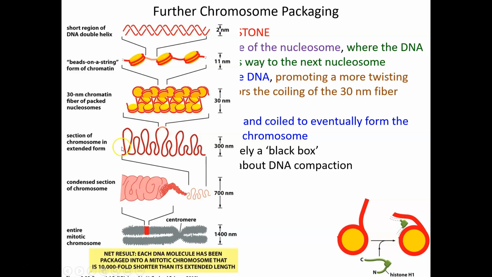So this 30 nanometer fiber can be further looped and bundled, so it takes up even less room because of looping and bundling. And those bundled loops of 30 nanometer fiber can then be coiled and stuffed, for lack of a better term, into a mitotic chromosome. And here's that mitotic chromosome, 10,000 times more dense and compact than the naked DNA we started with. So this is taking up a few inches, and this is taking up fractions of a micron.